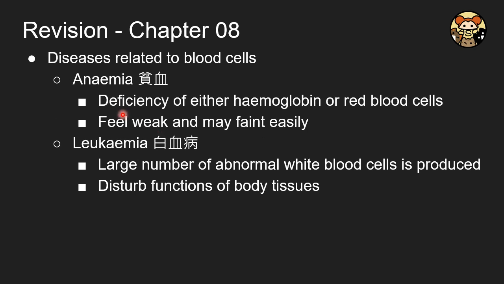And there are two diseases related to blood cells. First of all is anemia, and a deficiency of either hemoglobin or red blood cells will result in anemia, and it is usually related to a lack of iron in your diet, and you may feel weak or easily faint. And for leukemia, it's a large number of abnormal white blood cells present in your blood. That's why it will attack your own body.